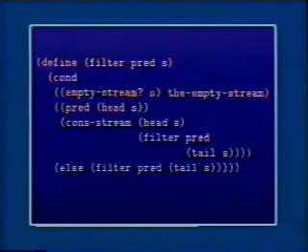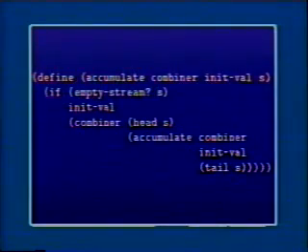They're all in the book and you can look at them. Let me just flash through. Here's accumulate. Accumulate takes a way of combining things and an initial value and a stream and sticks them all together. If the stream's empty, it's just the initial value. Otherwise, we combine the head of the stream with the result of accumulating the tail of the stream starting from the initial value.